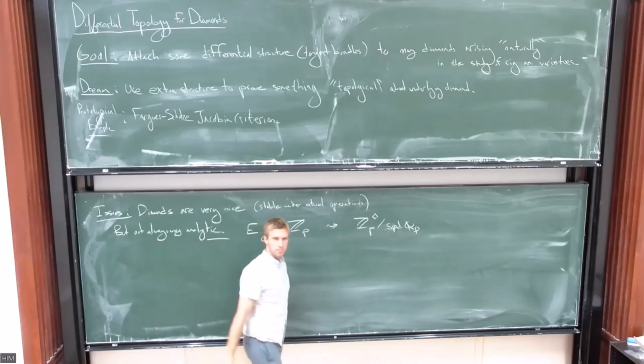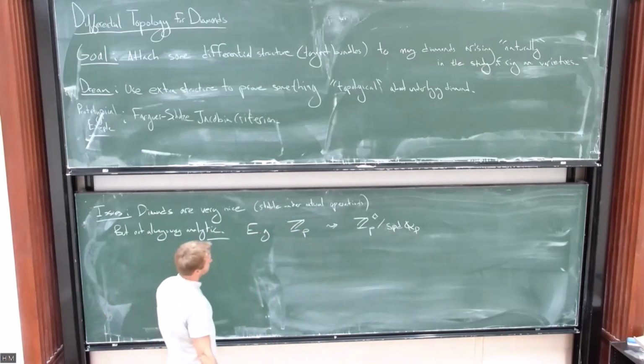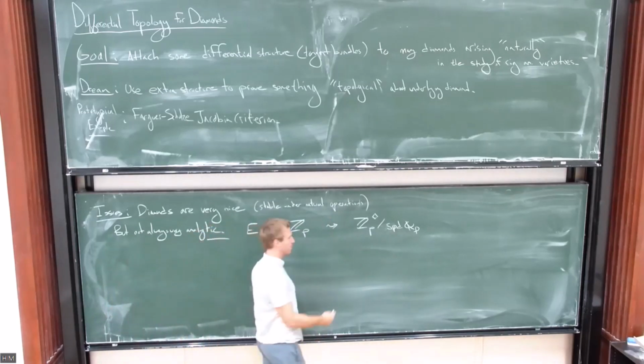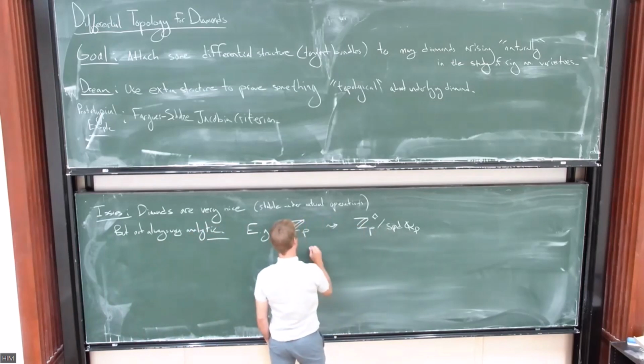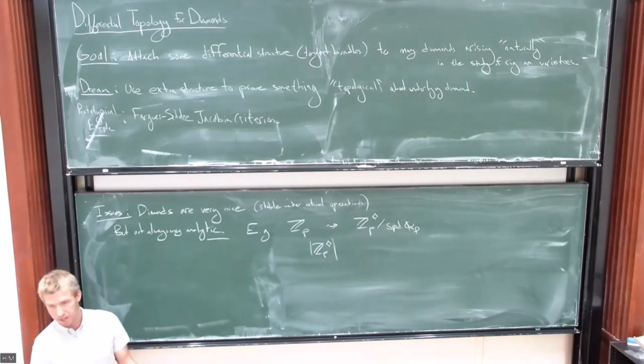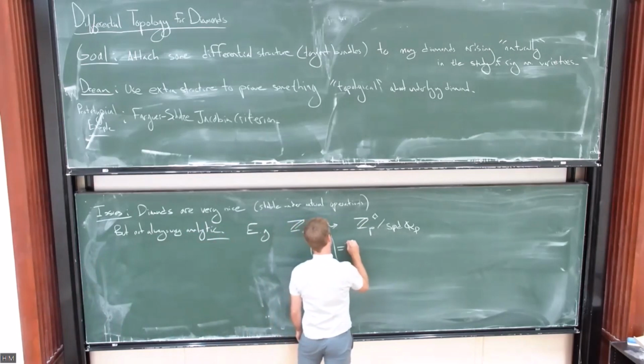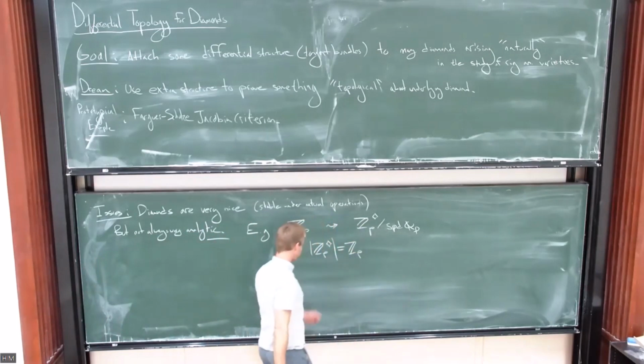You're just thinking of it as a topological space? Yeah, this is a topological space. I mean, for now, this is a topological space. And as a diamond, diamonds have underlying topological spaces, that's one of the ways in which they're a nice geometric category. And for this, the underlying topological space is ZP again.